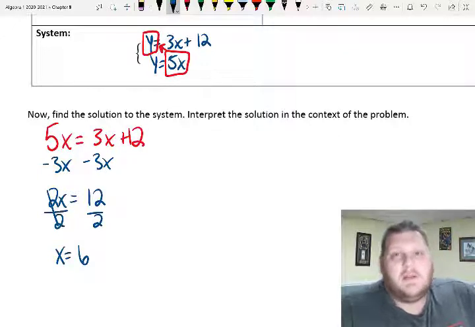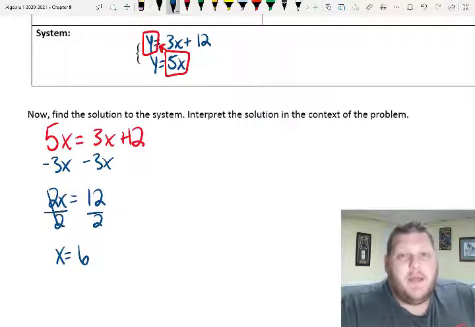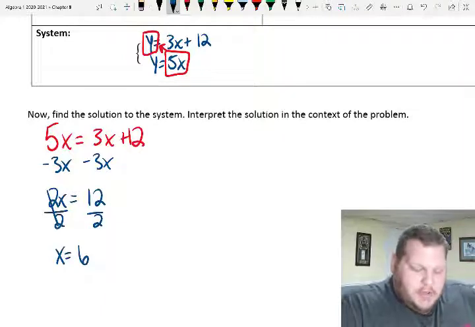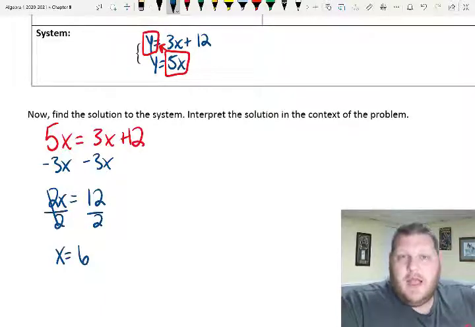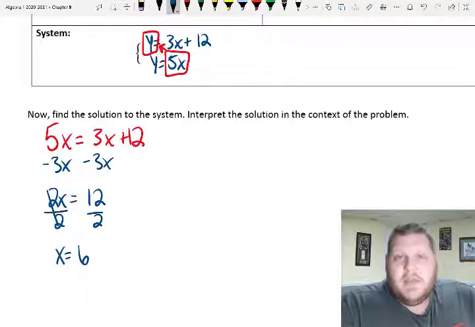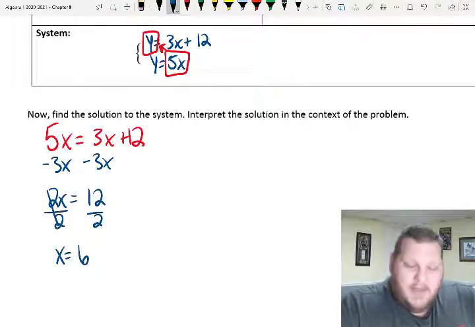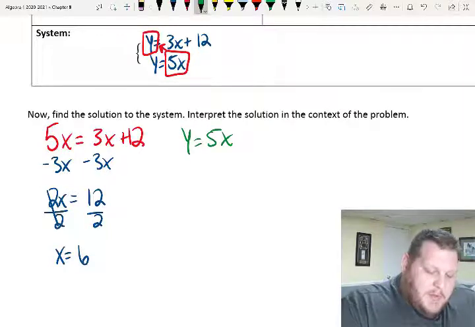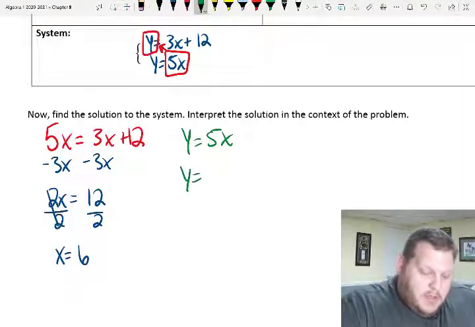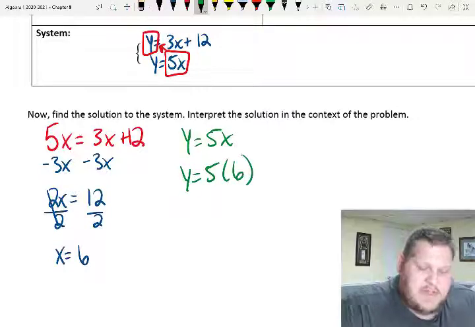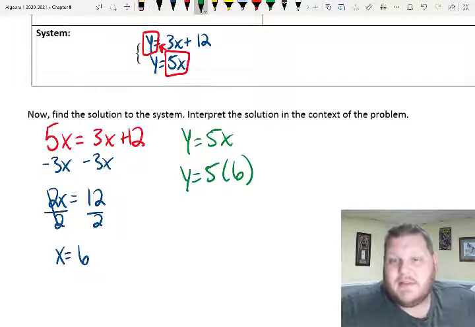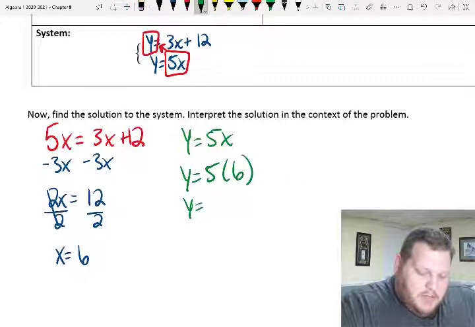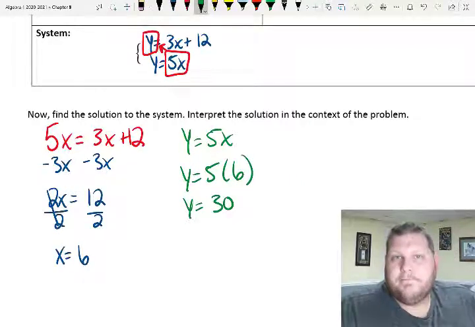But we know a solution to a system has to be an ordered pair. It has to be both x and y. So once I know this x value, I'm going to go back to one of my two original problems and substitute that 6 in there for x to be able to solve for my y value. Now I'm going to do that in my bottom equation. Y equals 5x was one of my original equations. So y equals 5 times 6, because we found out that my x value is 6, which tells me my y is 30.